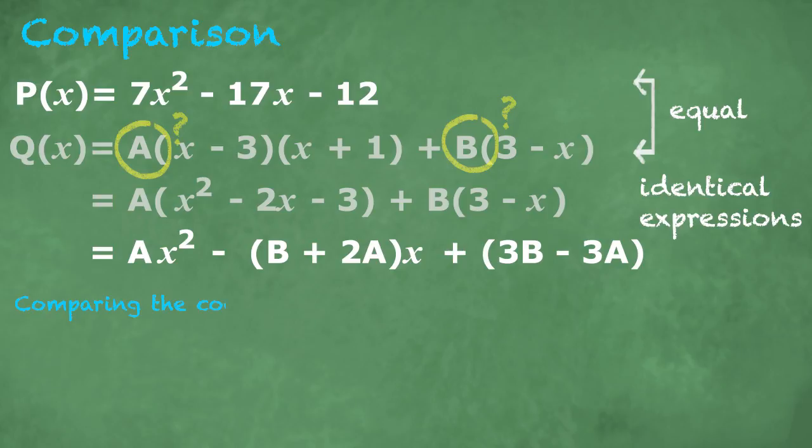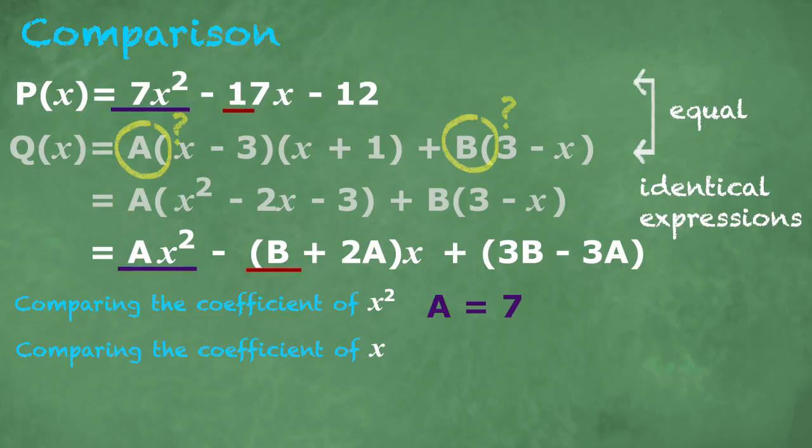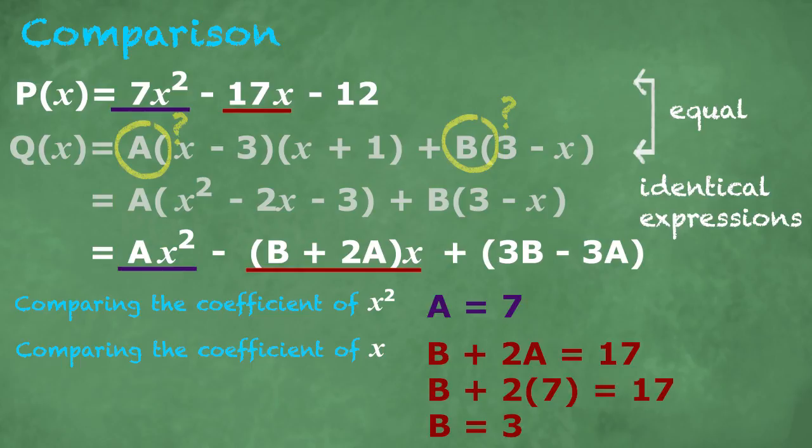Let us compare the coefficients of the terms in x squared. What can you say about the value of a? We can see that a is equal to 7. Next, comparing coefficients of the terms in x, what do you obtain? It is b plus 2 times a equals 17. Since we know the value of a is 7, the value of b is 3.